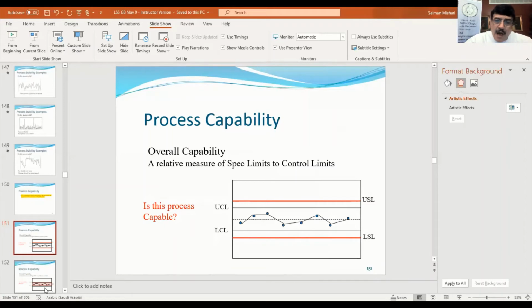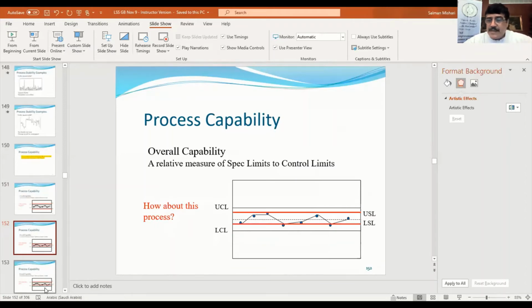But how about this one here? Is this capable? No, it's definitely not capable. Why? Because my data are actually crossing the line of my customer. The customer wants it between, let's say, 2 days and 5 days. And now some of my items are arriving more than 5 days, and some of the items are arriving below 2 days. So this process is not capable.